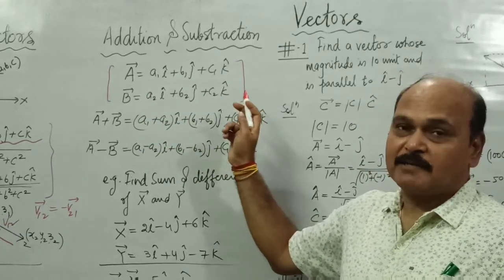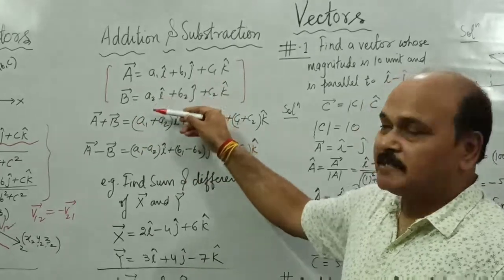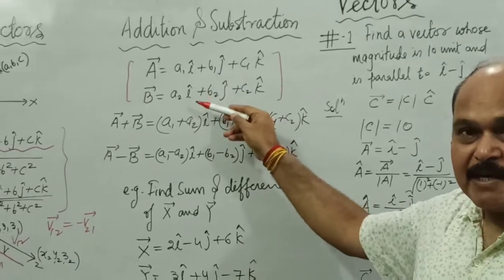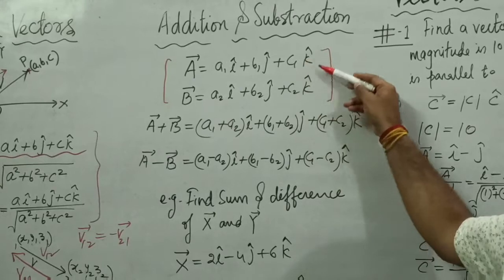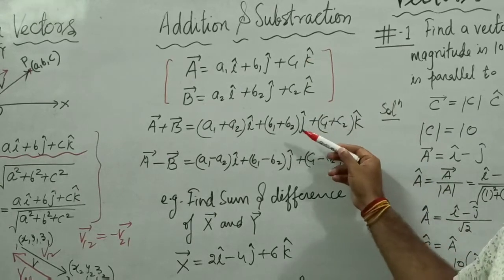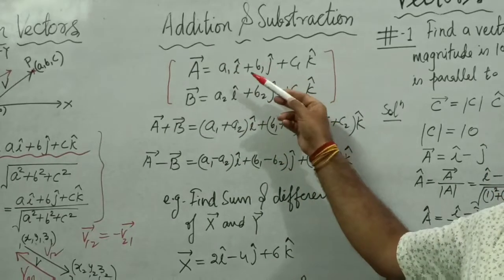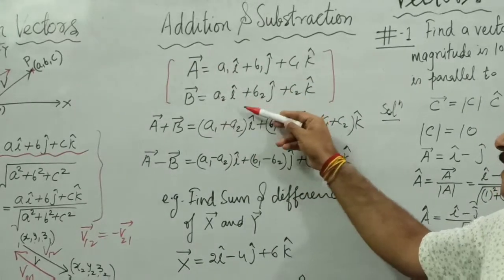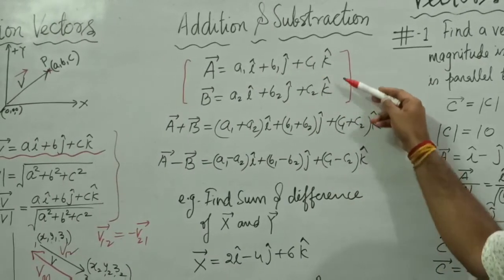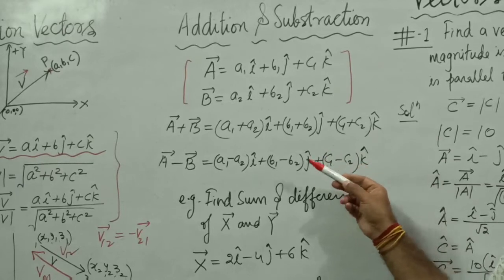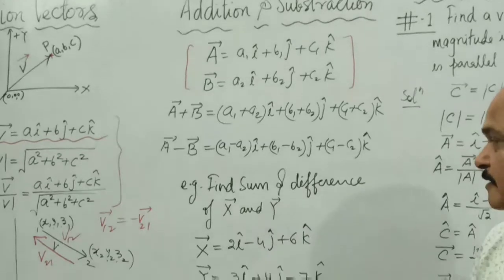another vector is a2 i plus b2 j plus c2 k. If we wish to add A plus B, we simply add the coefficients: a1 plus a2 times i cap, b1 plus b2 times j cap, c1 plus c2 times k cap. And when we subtract B from A, we subtract the corresponding coefficients: a1 minus a2 times i cap, b1 minus b2 times j cap, and c1 minus c2 times k cap. Let us further clarify it with the help of an example.